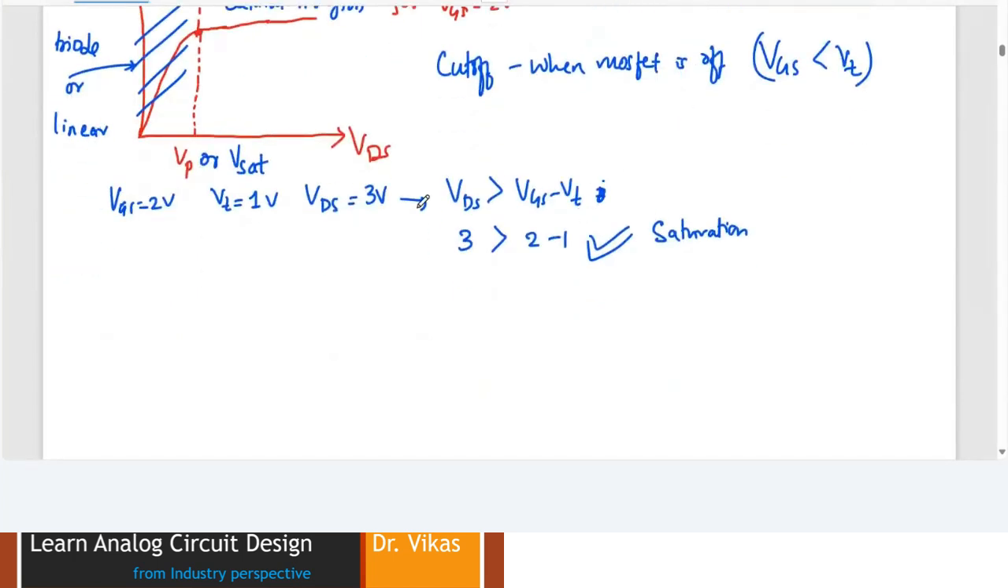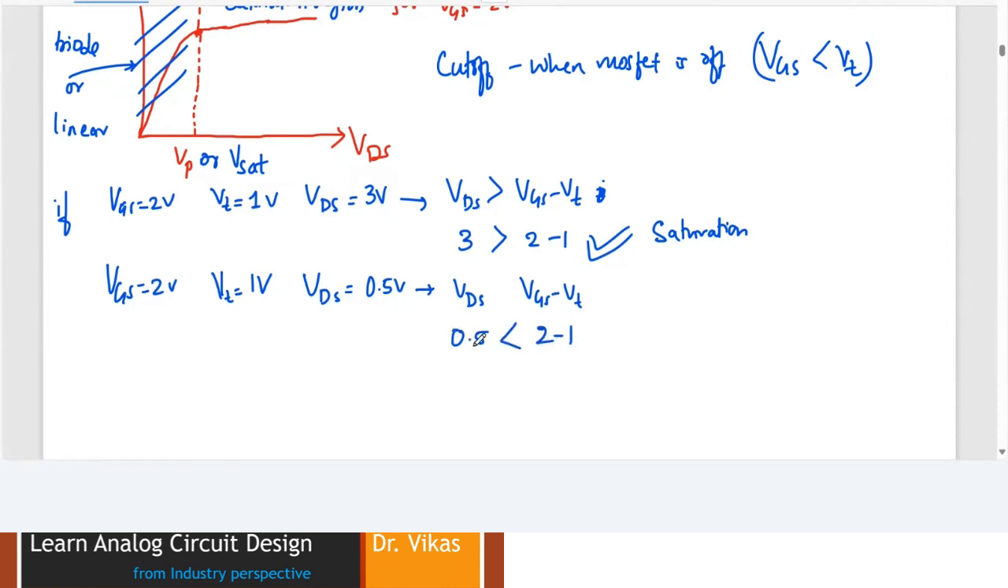But let's say VGS is 2 volt and VT is 1 volt, and let's say VDS is 0.5 volt. Now let's apply the condition: whether VDS is what? VDS is 0.5 and VGS minus VT is 2 minus 1. So that means it is lesser, right? Here it is 1 volt and it is 0.5. In that condition, it will be in its linear mode of operation, or linear region, or triode region. That means it has not yet entered the saturation.